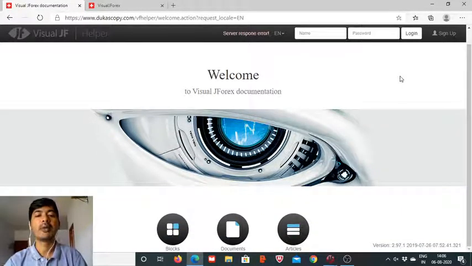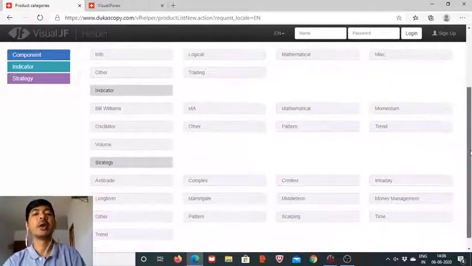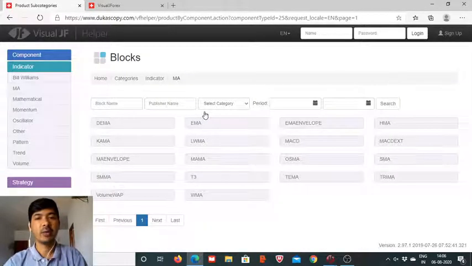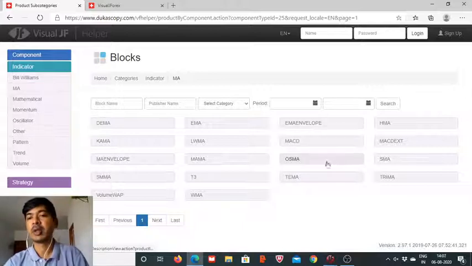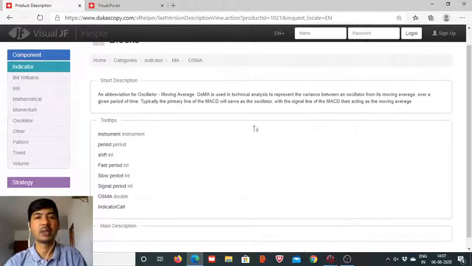Today we are going to take a look at the OSMA, the Oscillator Moving Average. This is part of the ongoing series in which we are considering the various moving average indicators which can be utilized to build automated trading algorithms on the Visual JForex platform. So far we have done these moving average indicators, and now in today's session we will see how we can utilize the OSMA.